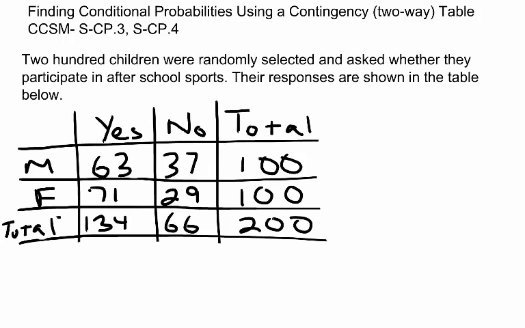Contingency tables display counts of two categorical variables. Let's take a look at one and consider some of the questions we might be able to answer using it. 200 children were randomly selected and asked whether they participate in after-school sports. The responses are shown in the table below.